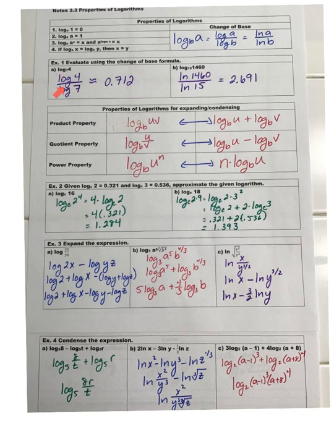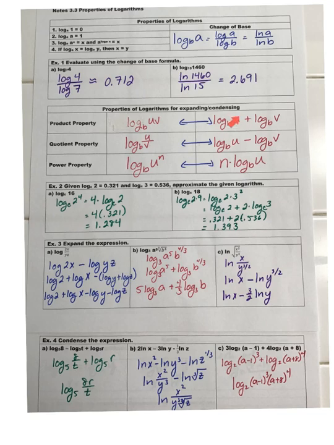And if I did this with natural log, you'd get the same answer. So for b, I just decided to show you can use natural log as well. So the log of 1,460 base 15. I could use the natural log of 1,460 divided by the natural log of 15, and you plug that into your calculator and you get 2.691.